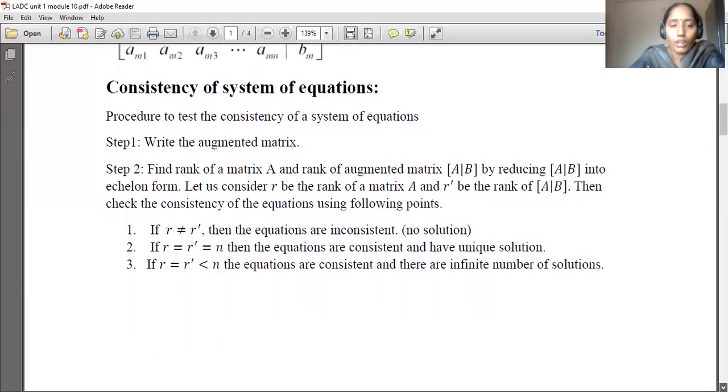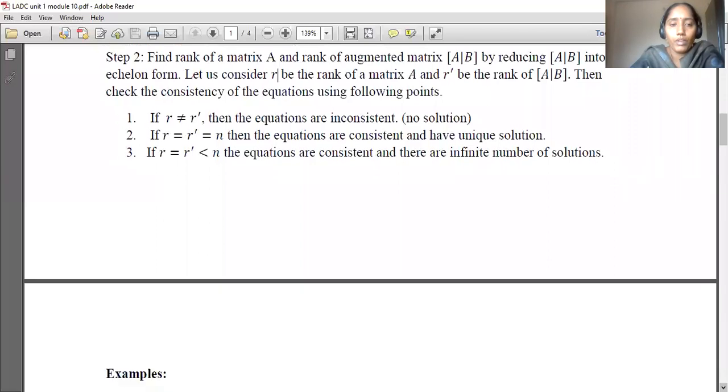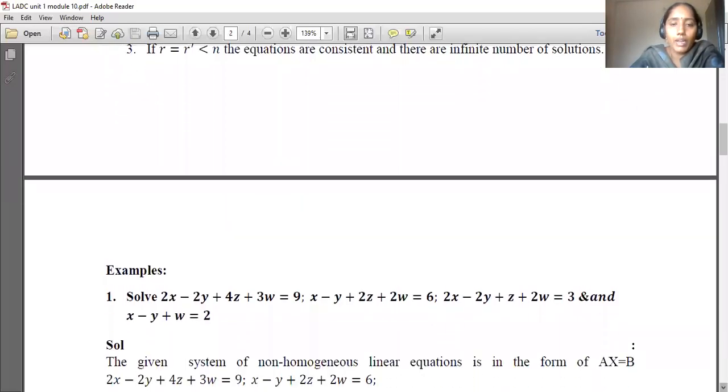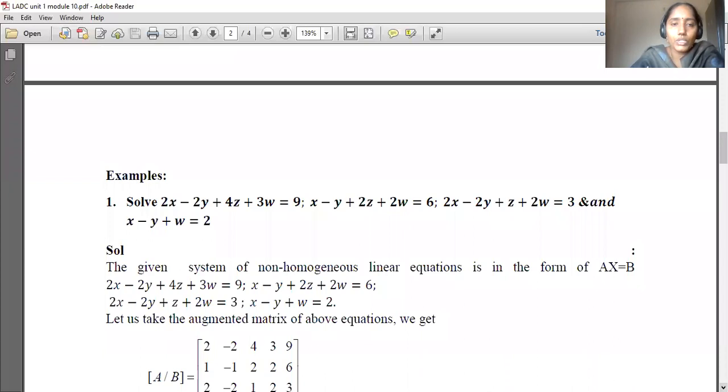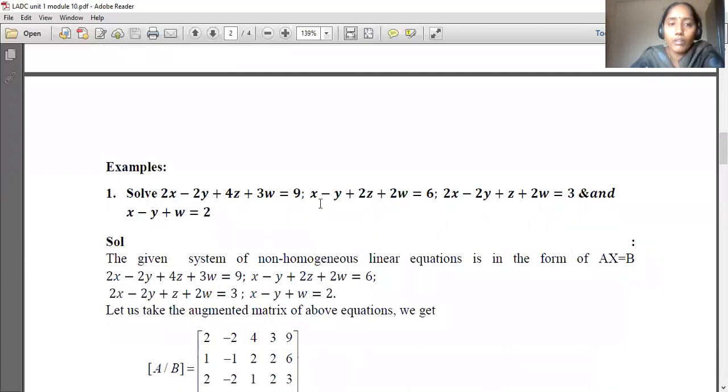Now I'm explaining through an example. I'm considering an example with 4 equations, 4 unknowns. Here 2x minus 2y plus 4z plus 3w is equal to 9. x minus y plus 2z plus 2w is equal to 6. 2x minus 2y plus z plus 2w is equal to 3. And x minus y plus w is equal to 2. These are 4 equations in 4 unknowns. That means x, y, z and w are the unknowns.